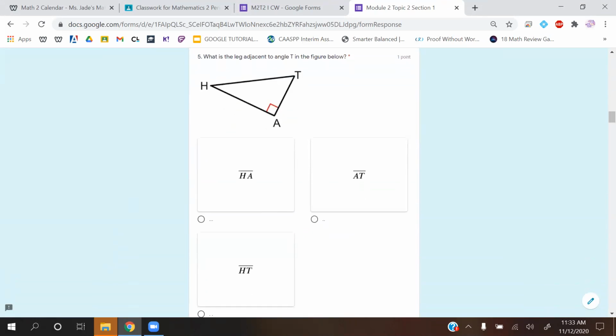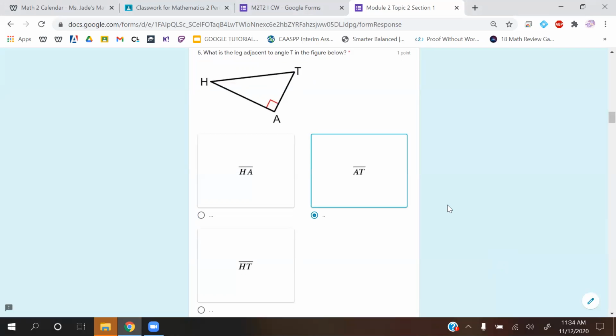Okay, what is the leg adjacent to angle T in the figure below? Here's angle T, and remember this is our hypotenuse, so we're not selecting that one. The only other side touching angle T is? AT, this one. Good. Okay, so I'm going to clear all drawings, and we're going to select AT. So that was number 5. Okay, let's go to number 6.